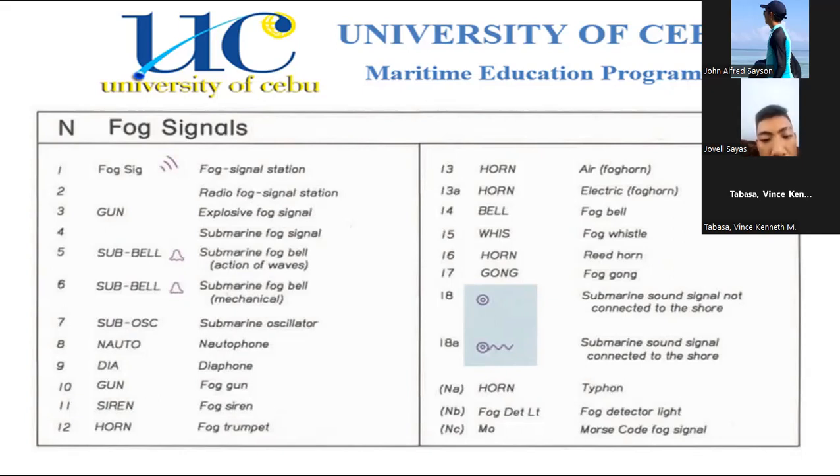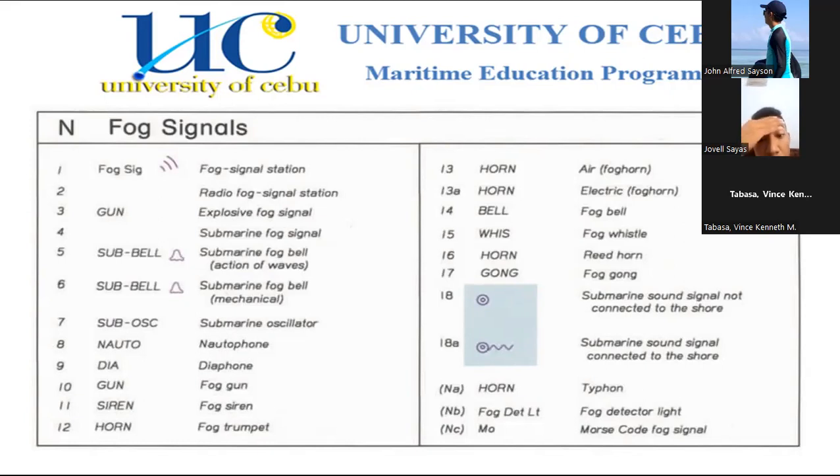12 horn, fog trumpet. 13 horn, air foghorn. 13A horn, electric foghorn. 14 bell, fog bell. 15 whis, fog whistle. 16 horn, reed horn. 17 gong, fog gong. So 18, submarine sound signal not connected to the shore. So 18A is submarine sound signal connected to the shore.